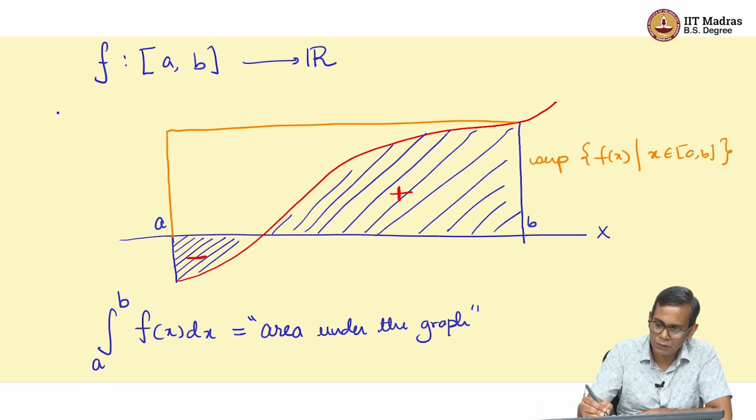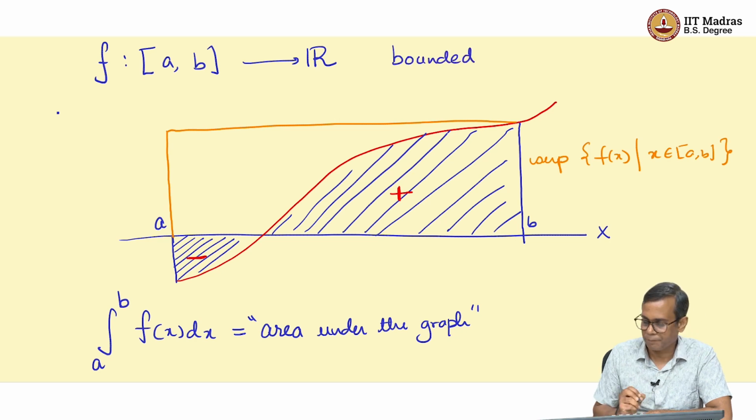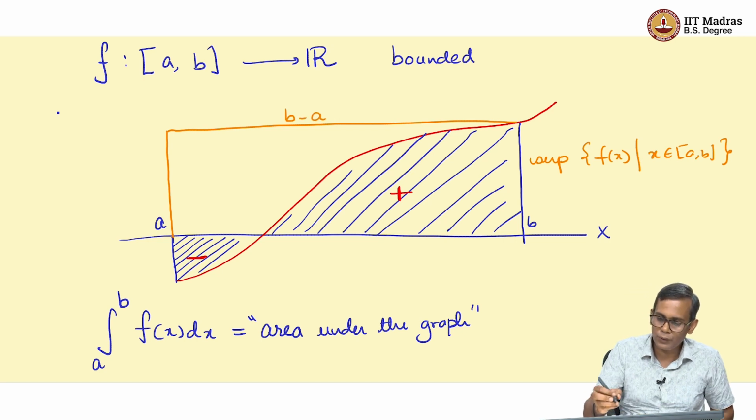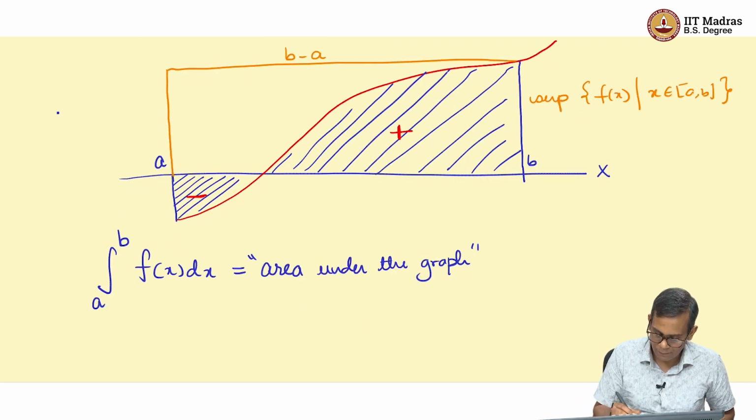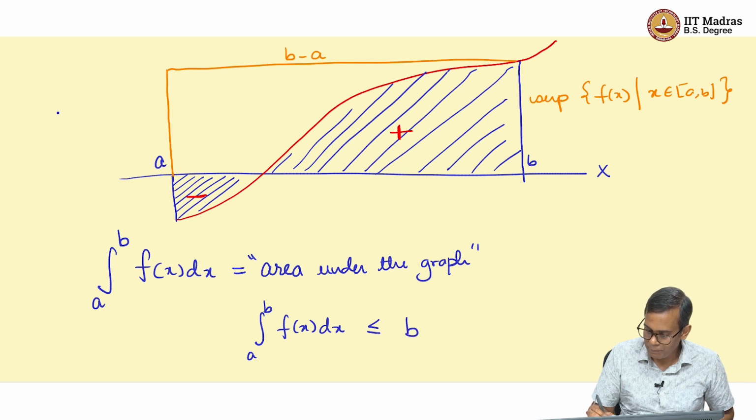Now to make sense of this, we better assume that f is bounded. So the height of this rectangle is the supremum of f(x), x belongs to [a, b]. The length of this rectangle, well, it's b minus a. And so what we know is that this integral is less than or equal to (b minus a) times this supremum.